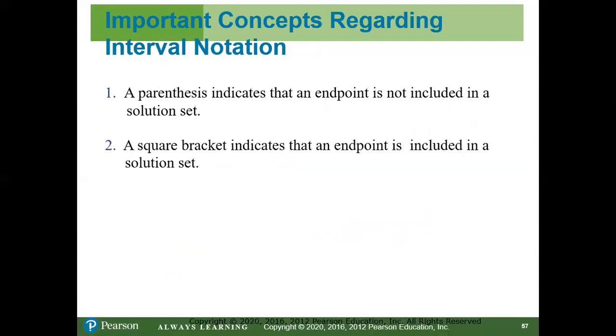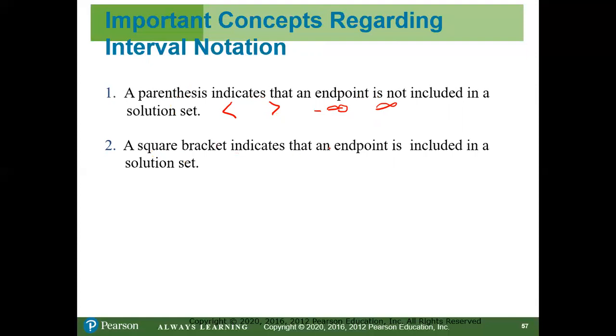All right, so parentheses indicate an endpoint is not included in the solution set. So you're going to use parentheses when you see less than, when you see greater than. Those are the symbols that you use parentheses with, and you also use parentheses with -infinity and positive infinity as well. All right, so those are the symbols, and these are the ideas that you're going to use parentheses with.